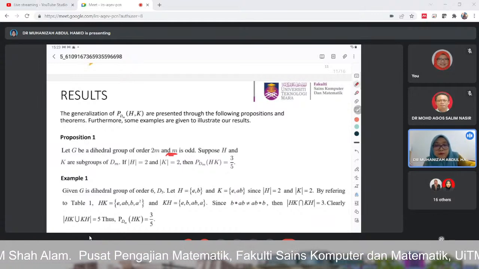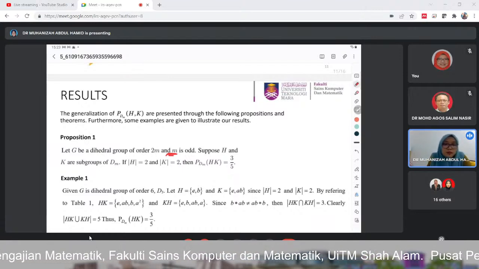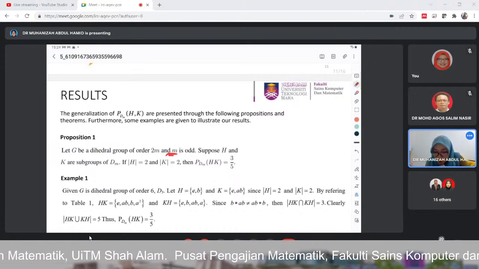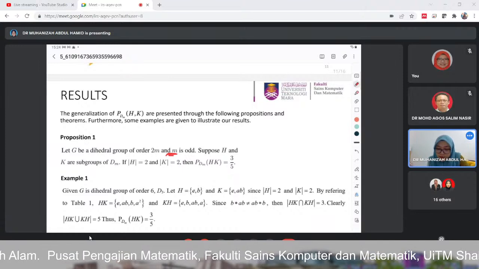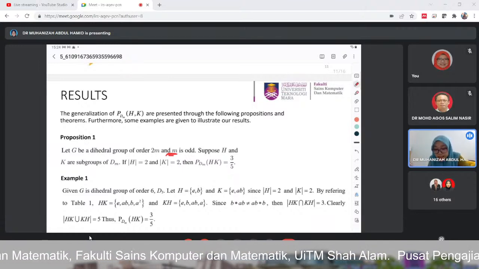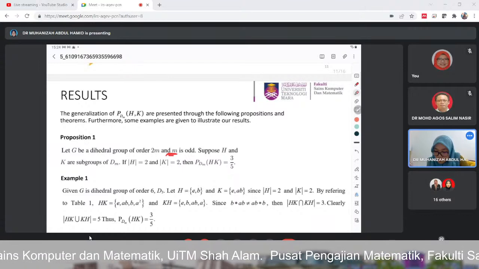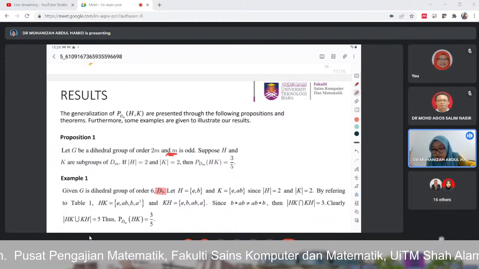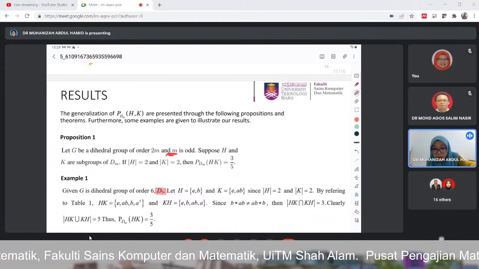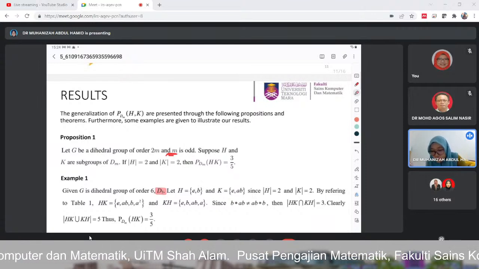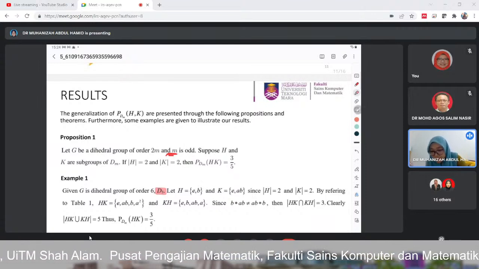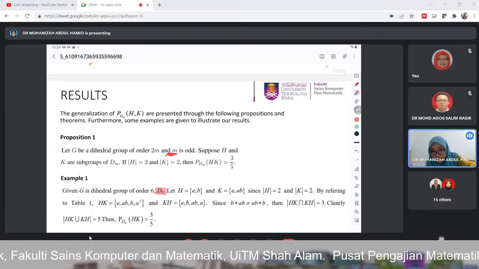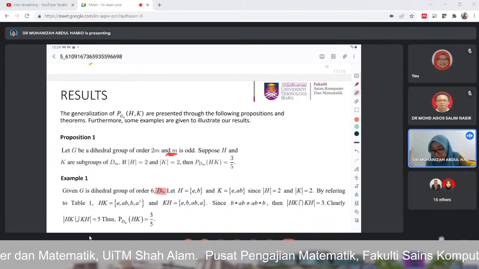Of course, we have proved the proposition and theorems we obtained, but today I will just present an example to illustrate the results. So we consider a dihedral group of order 6, D3. The subgroups H and K consist of two elements because their order is 2. Let's say for subgroup H, we have elements E and B. For subgroup K, we have elements E and AB.